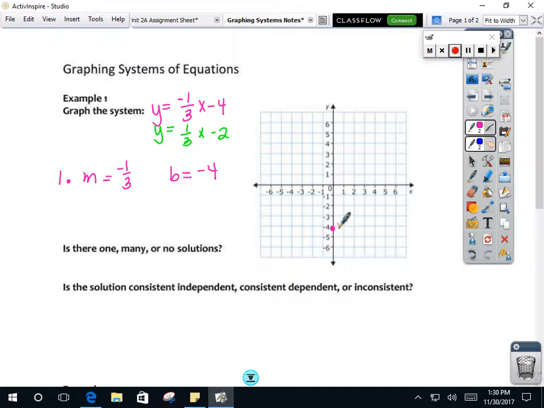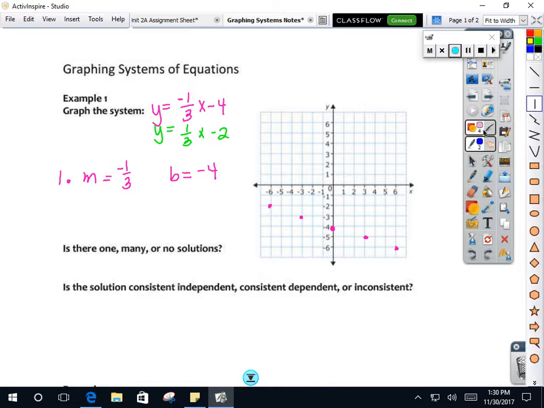And then to get to the next point, what do we do? Down 1, right 3. Okay, and it makes sense that our line is going down because our line has a negative slope. Now, we could also do that one more time, down 1, right 3. And then if we wanted some points this way, what else could we do? Up 1, left 3. You can do that a couple of times. Now that you've got as many points as possible, you're going to use your ruler to connect them with a straight line.